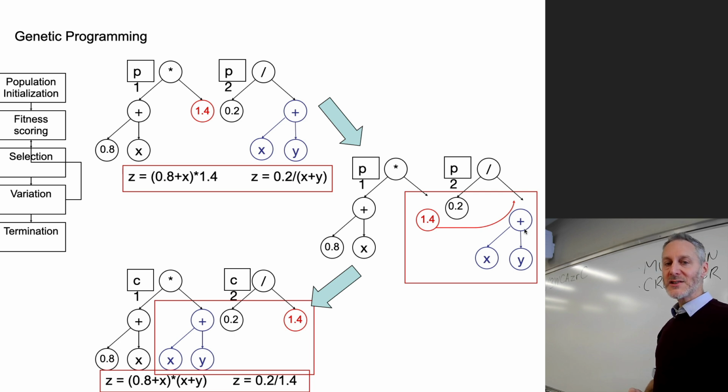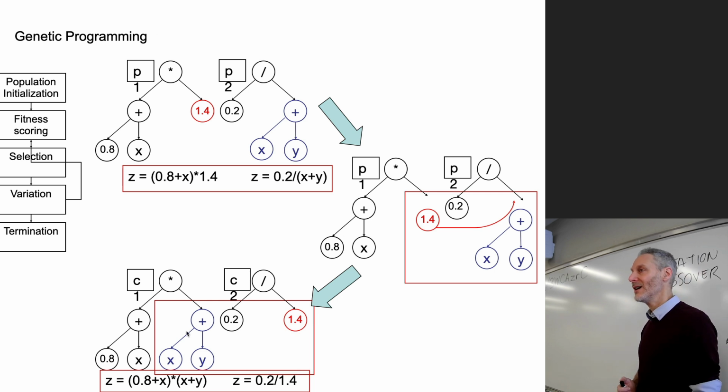We take this bit from P2 and we plug it into C1, and we take this bit from P1 and we plug it into C2. If you now visually compare child 1 to parent 1, you can see that this child resembles its parent, at least in part of the equation, in part of its genetic blueprint, but it also is different from P1 over here. It's a little mix of both parents.